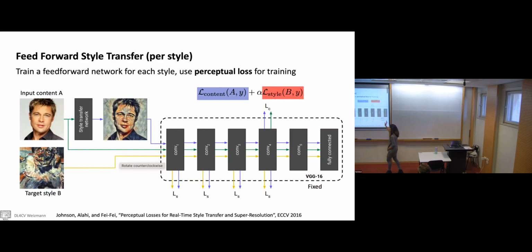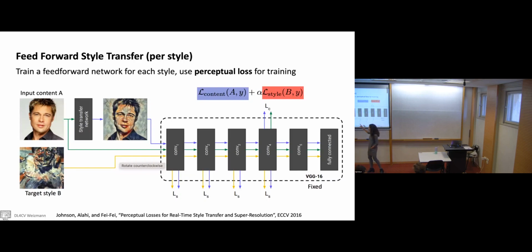You use it to establish your losses. So while you are training this neural network, you need to also backprop through this network, but you don't update the weights of this network. You're only updating the weights of this network. It's really similar to what I just showed you with the optimization, only we're not optimizing for the output image. We're optimizing for a neural network's weights that will produce the output image.